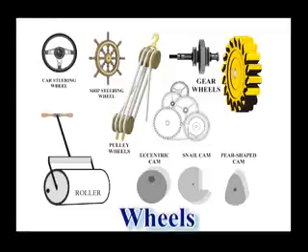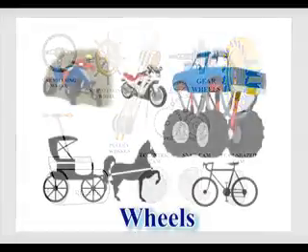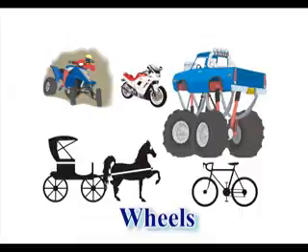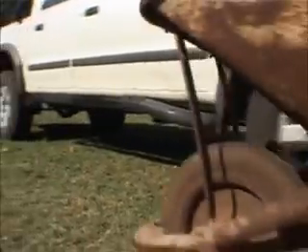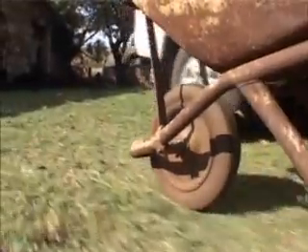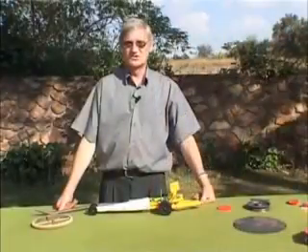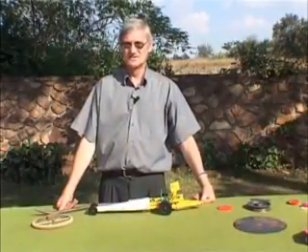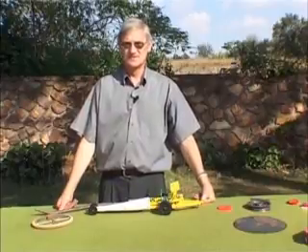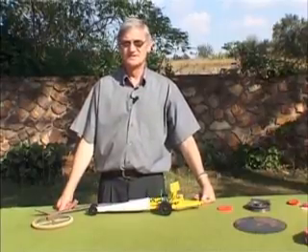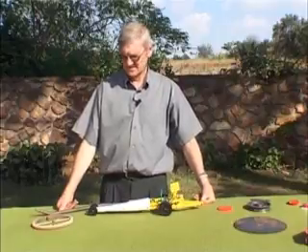Wheels. Possibly the most important technological invention of all time. The wheel has many forms designed for many different purposes. Here are a few examples of wheels used mainly for fun. We've looked at a shot of truck wheels and wheelbarrow wheels. So that introduces our third simple mechanism, the wheel.